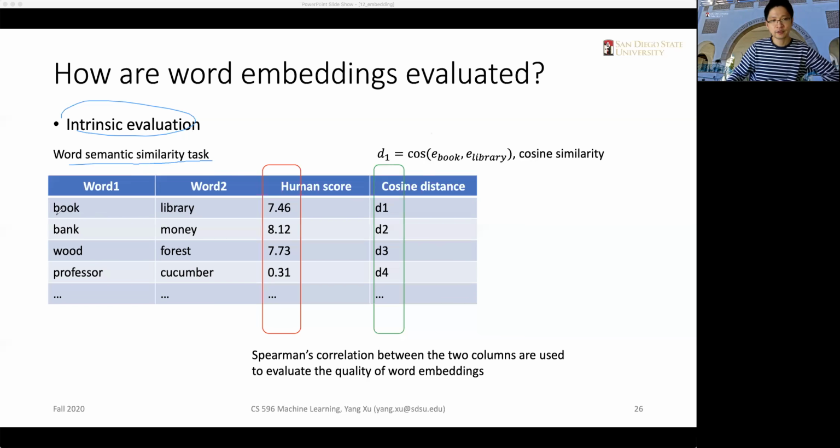For example, the first row is book and library, and of course book and library are related to each other. The third column is the scores obtained from human subject experiments. We ask students or other human subjects to rate how related each pair of words is, and they are asked to give a score in a range of, I think, 0 to 10. So this third column is fixed.